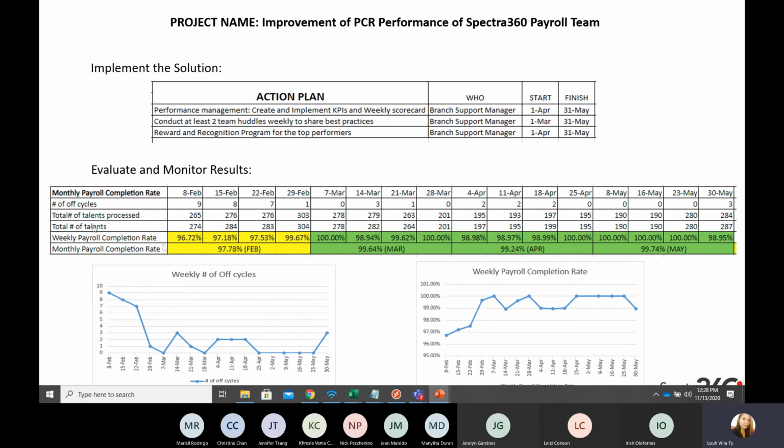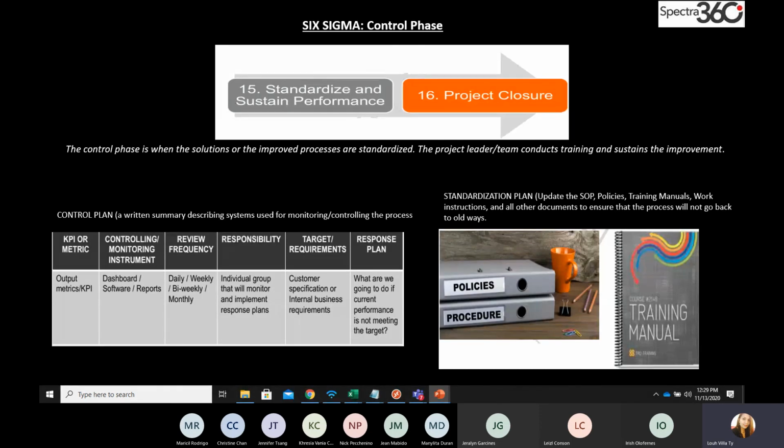After May 31, these are the results. These are the actual results. If you can see here, February 8 to 29, we were at 97.78%. Come March, up to May and even up to current, we are already at 99%. So you can also add graphs on your improve phase project, similar to the one that I have here. Okay, we are at the last part, finally.